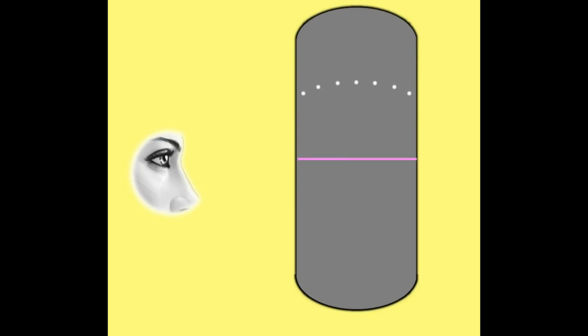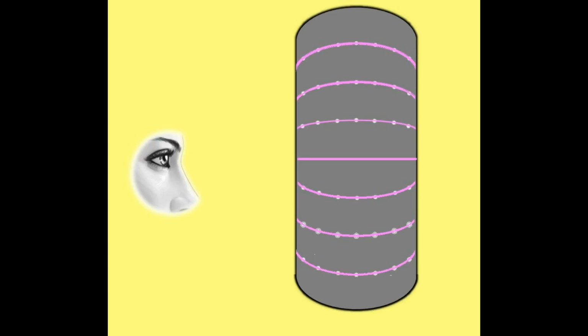Follow that same process halfway between that line you've made and the top of the cylinder and the bottom of it, and this will give you an idea of how the curves might be drawn to trick your eye into thinking that it's a three-dimensional object.